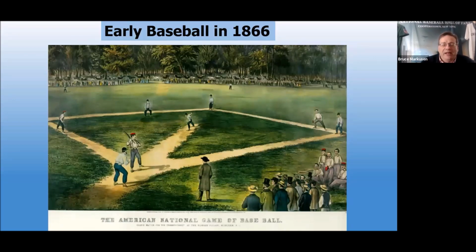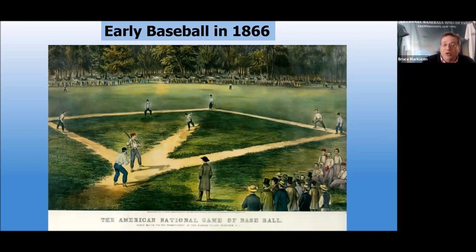We illustrate that here with this sketch. This is a drawing from 1866. Shows you what a baseball game looked like back then. Notice, as we look at the field, we look at the players, some of the differences between the game then and the game today. For example, the batter does not have a helmet. The catcher has no protective equipment. None of that had been invented. None of that was being used.